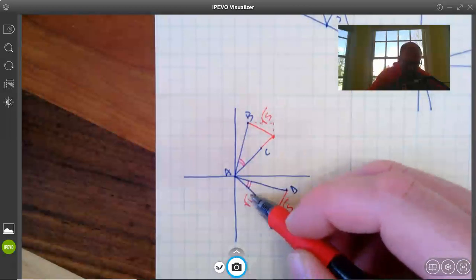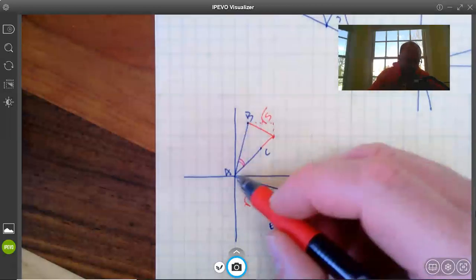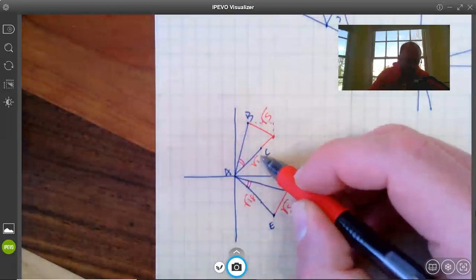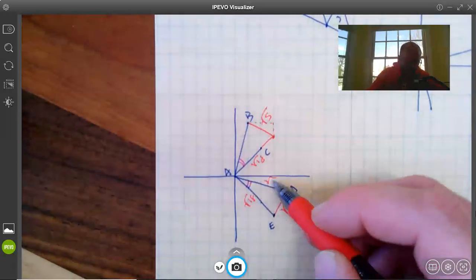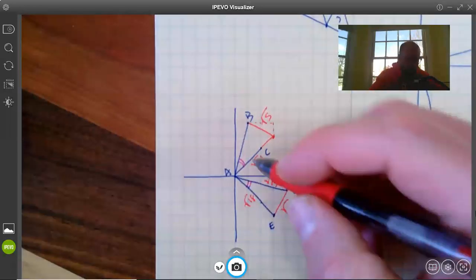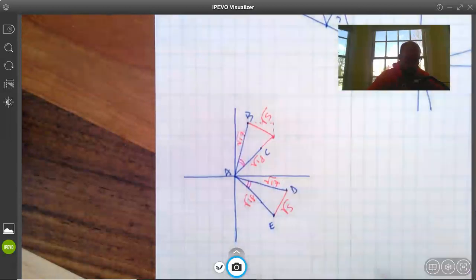1, 2, 3. So this is going to be square root of 18. You use the Pythagorean theorem to verify that. I'm just going quickly. 1, 2, 3. This is also square root of 18 here. And this side is square root of 17, which you can also show with the Pythagorean theorem, but I'm just going quickly here.